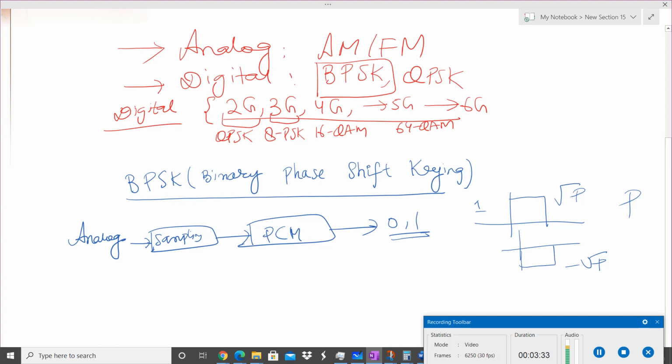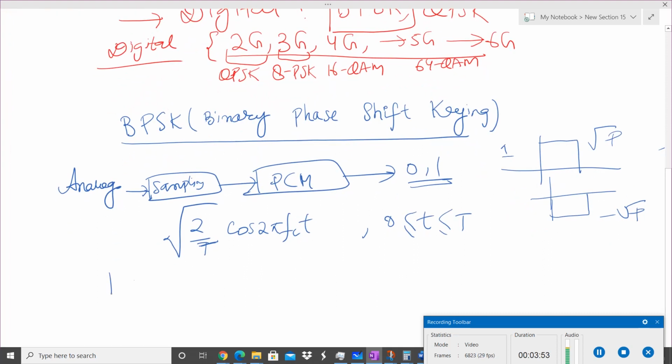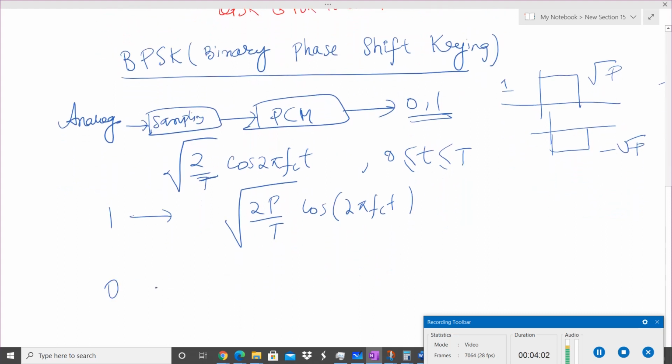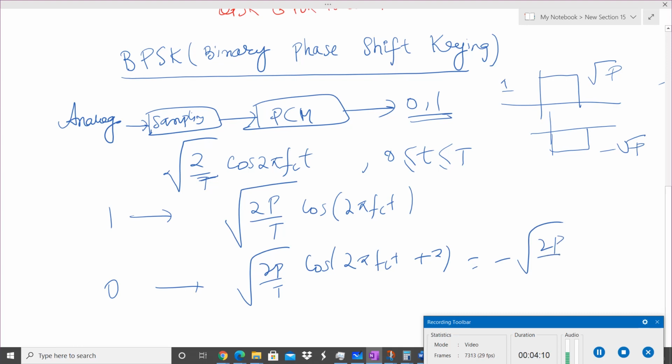And in terms of waveform, how we represent it is that we have a carrier signal, root 2P by T cos of 2 pi fc t. fc is the carrier frequency. So this carrier signal is transmitted for the time period T, and if it is binary 1, we transmit root of 2P by T cos of 2 pi fc t, and if it is binary 0, we give a phase shift of pi, so 2 pi fc t plus pi, which all of you know is minus root 2P by T cos of 2 pi fc t.